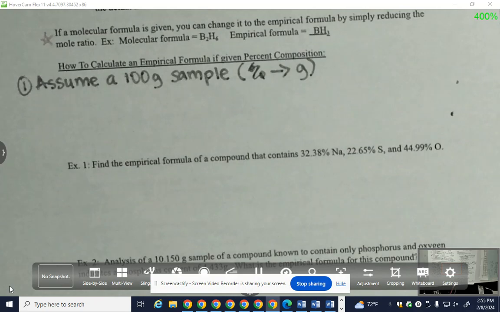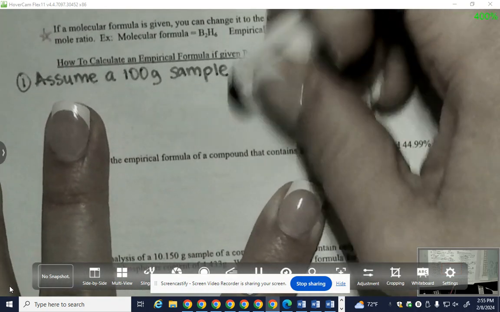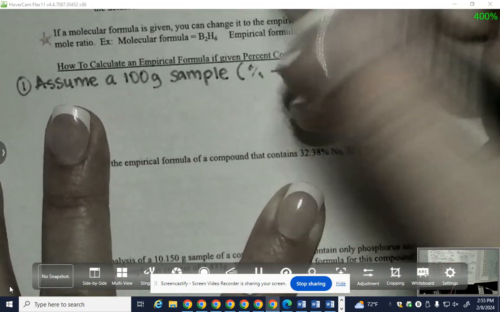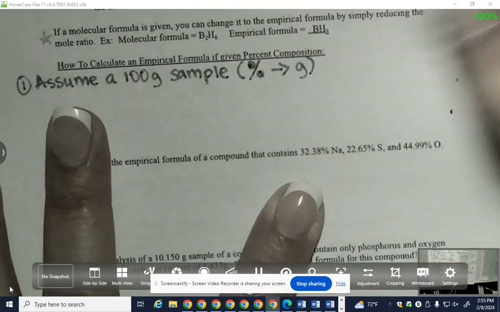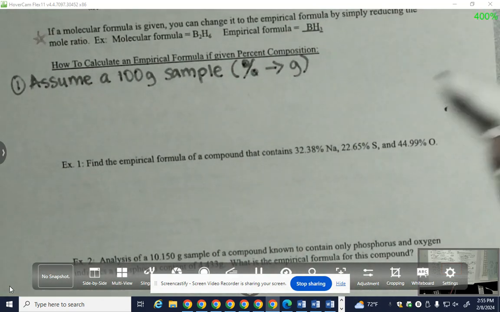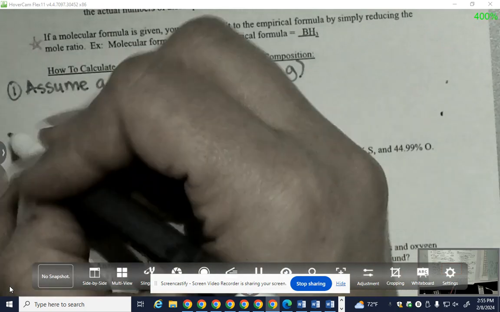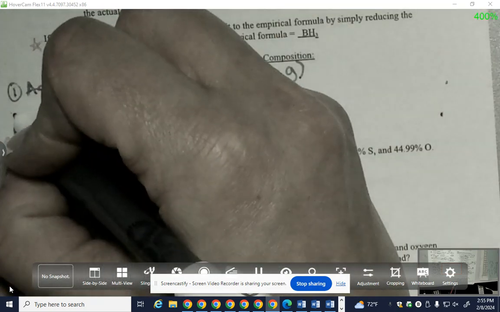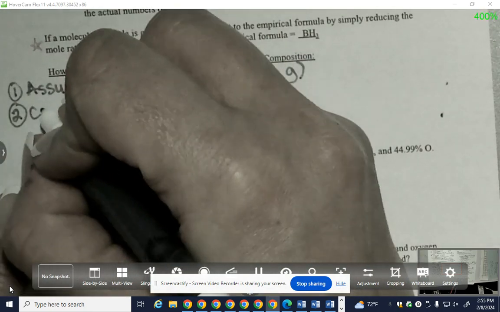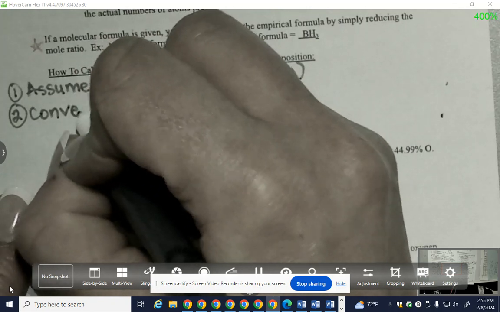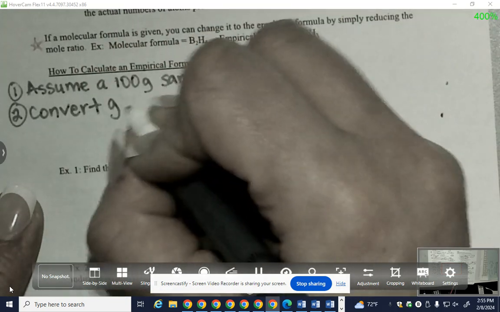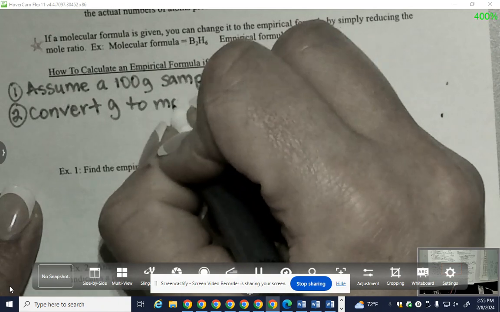If you want, lightly color over that to show you that you're just changing it. Once we've got it in grams, our second step is we have to convert grams to moles.